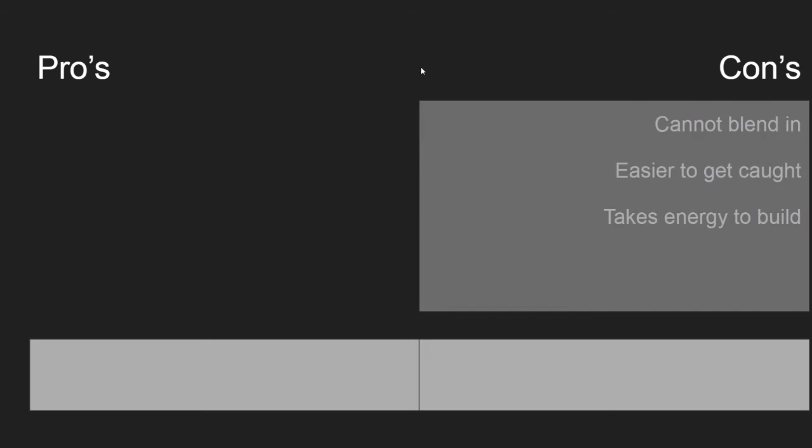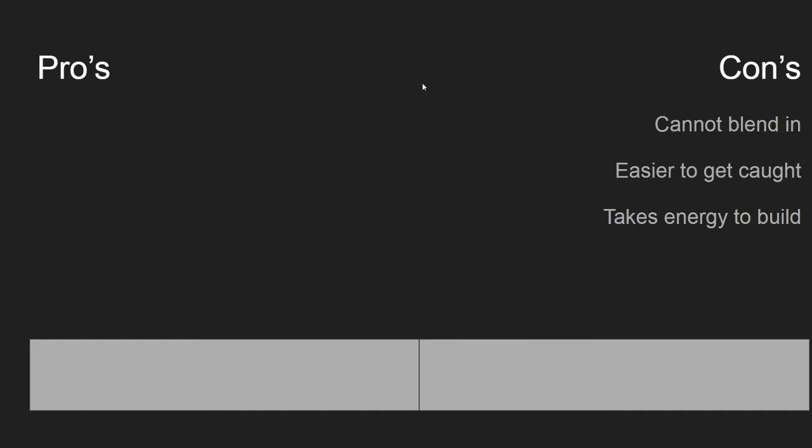Now, having all of that gives them a lot of cons, though. There's a lot of negatives, right? And if you count all of these together, the fact that they can't blend in, that now they're easier to get caught, and keep in mind, for a male to grow that kind of feather, that length, that size, that color, that takes a lot of energy that the female could use to keep herself alive, but the male has to use in order to create what we call a display.